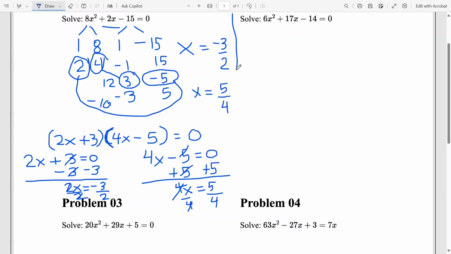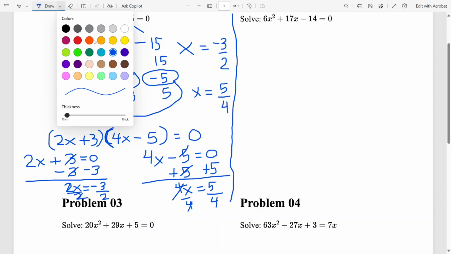Okay, let's go separate this. Let's do a different color here. Let's do maybe this color. I mean, that's too aggressive. This color would be good. Let's get it a little thicker here.